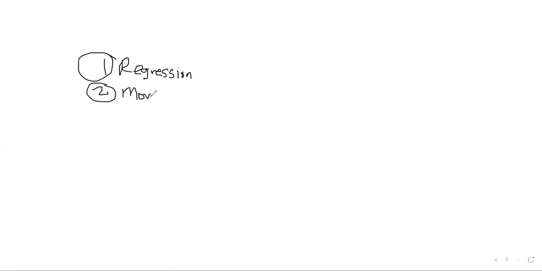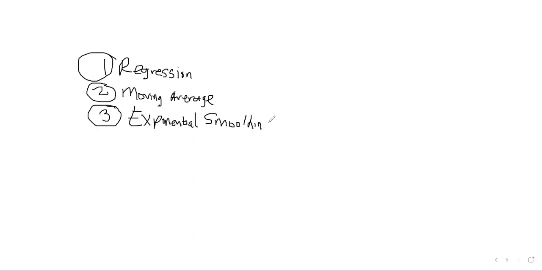So we have moving average. Then the other one that we have is exponential smoothing. So these are the only three components that we need to consider. So these are the three techniques that we use as we look at forecasting.